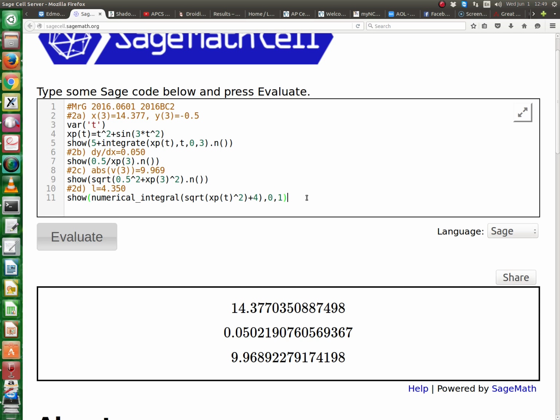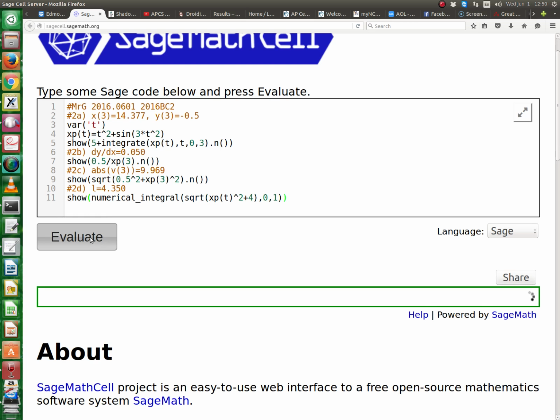Something screwy. Wait, hang on. That's the show. That's the numerical integral. What did I do? Oh, why did I put that there? That's the square root. That's the numerical integral. That's the show. Aha, there you go. All right, so this piece is how much?